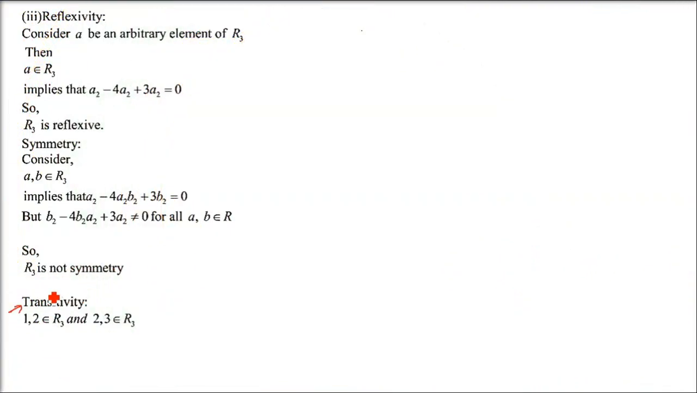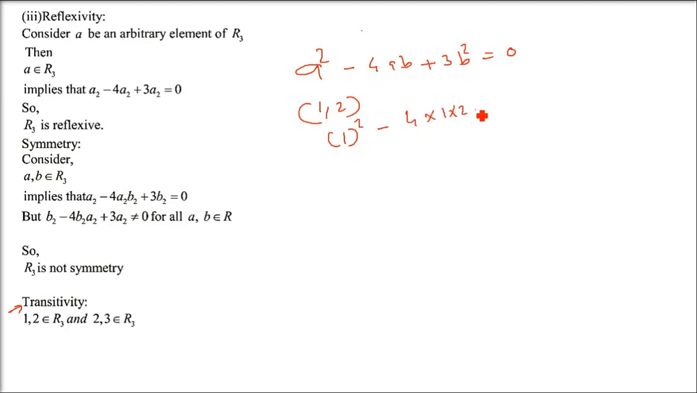Now the third one is transitivity. As I said, if I put (A, B), (B, C) and then (A, C), that will be very difficult. Here we have A squared minus 4AB plus 3B squared. So as I said, putting (A, B), (B, C), (A, C) will be difficult. So better is to put in values. Let us start with 1, 2. Put A as 1 and B as 2.